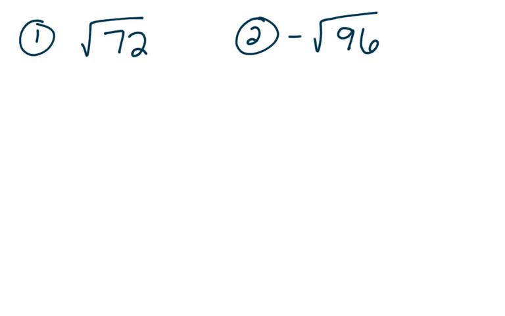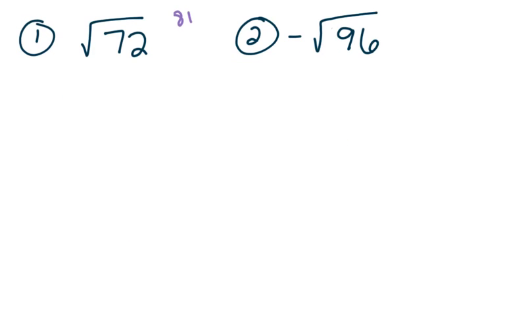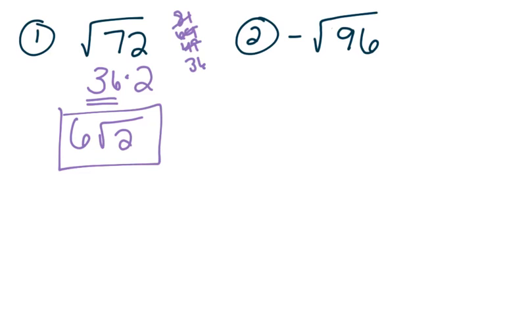72. Okay, so the biggest perfect square near 72 is 81. And we just go down from there. After 81, we can look back at our list if we need to. It'd be 64, 49, and you're just checking to see which of those go in there. So 64 doesn't go in there. After 64 would be 49, it doesn't go in there. Our next one is 36. Well, 36 does go in there, so it'd be 36 times 2. The square root of 36 is 6, so that comes out, and the 2 stays underneath. And that's my answer.